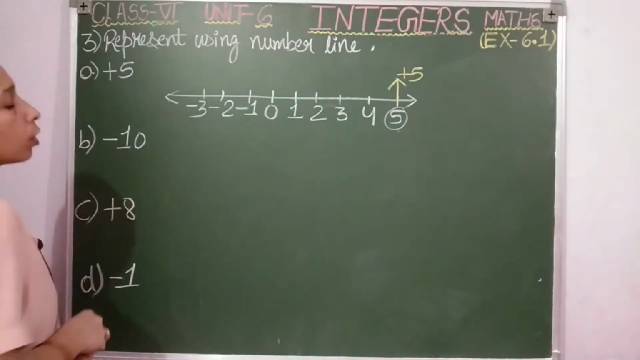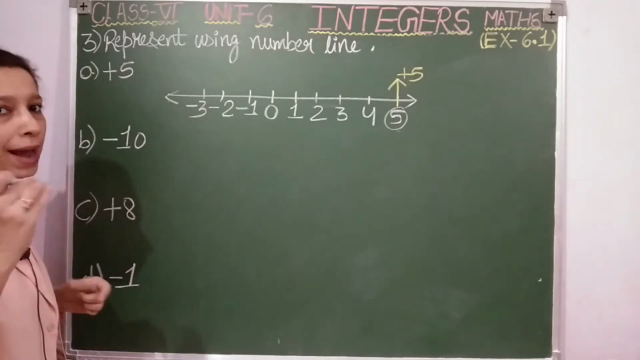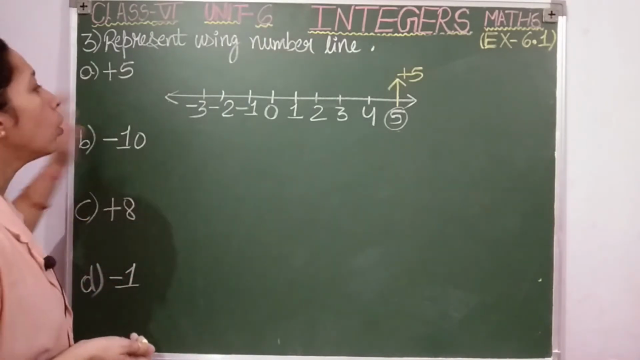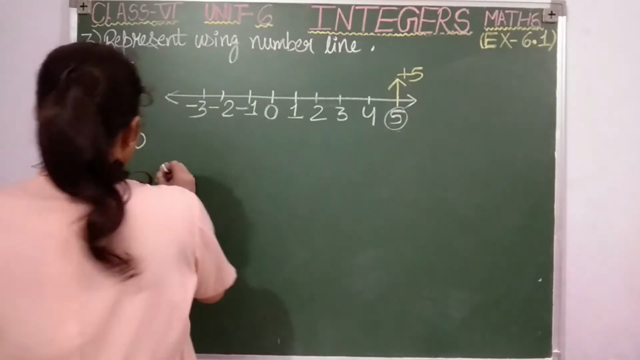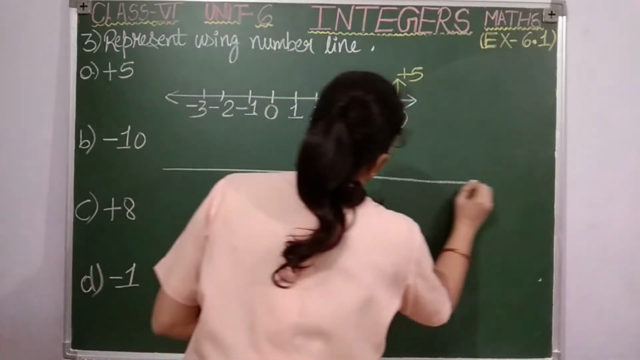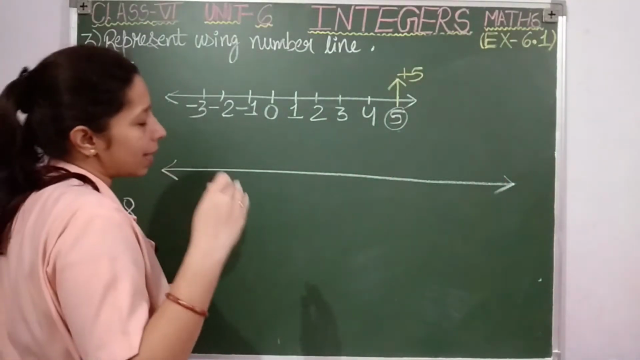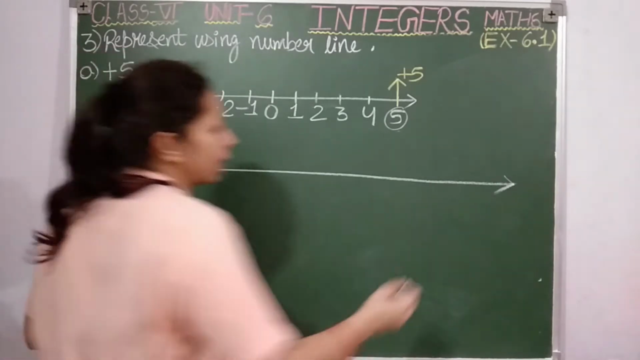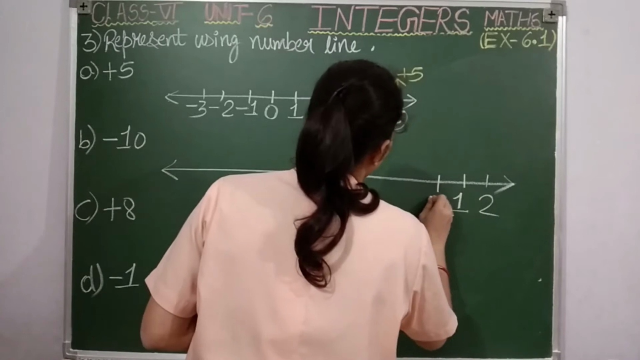Point number B, we have to represent -10 using the number line. If I want to write the integers up to -10, that means I should have more space on the left side of the number line, students. So let us see how we are going to do this. This number line I have made, as there are no numbers to show on the positive side. So here I'll simply take two of the numbers, 1 and 2. That's all. Here I'll mark 0.